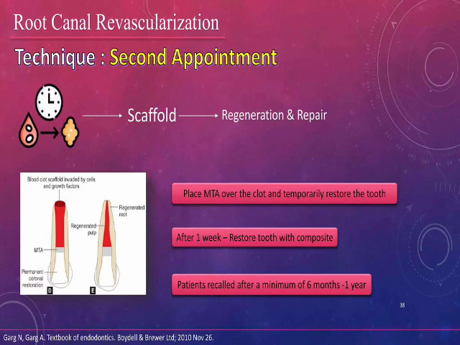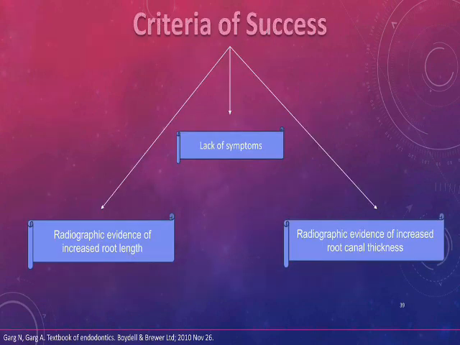So the scaffold can be the blood clot, which acts as a scaffold, and we can use synthetic scaffolds as well. It acts as a source of nutrients, so that there will be penetration of the stem cells from the apical papilla, and they get all the nutrition from the scaffold, and the environment provided allows regeneration. The patient is called after 6 months to 1 year.